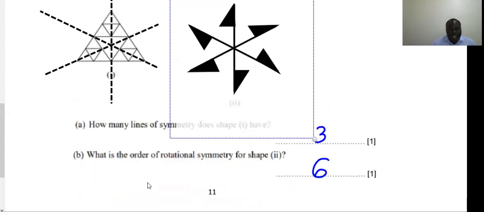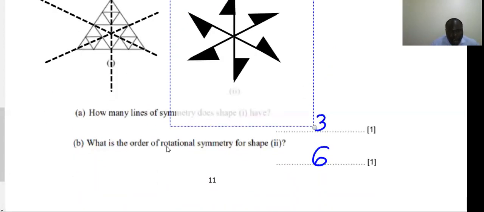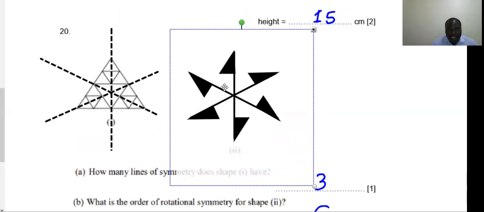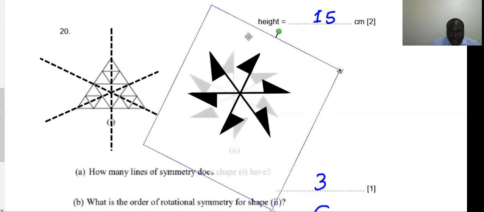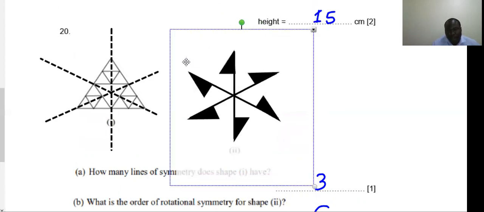Now, the question here is, what is the order of rotational symmetry for shape Lohmann 2? Order of rotational symmetry means the number of times this shape fits into itself as it rotates. How many times will it fit into itself? Let me rotate it. You have to rotate and then go back to where you started, but while going back, you have to keep on counting how many times this shape fits into itself.